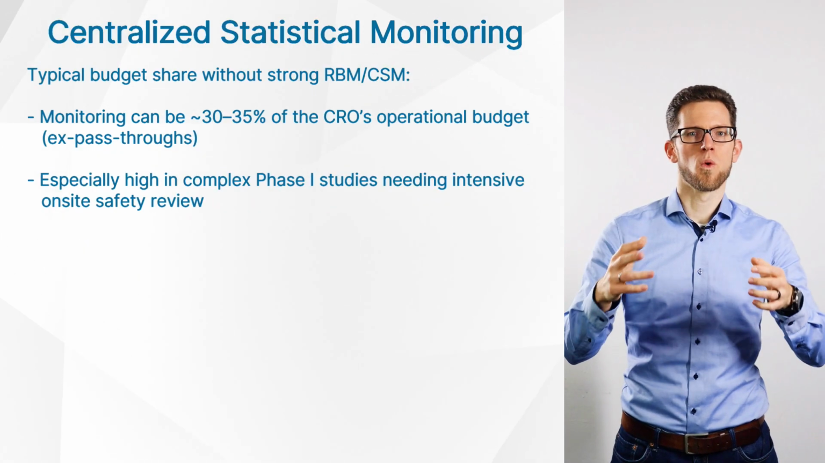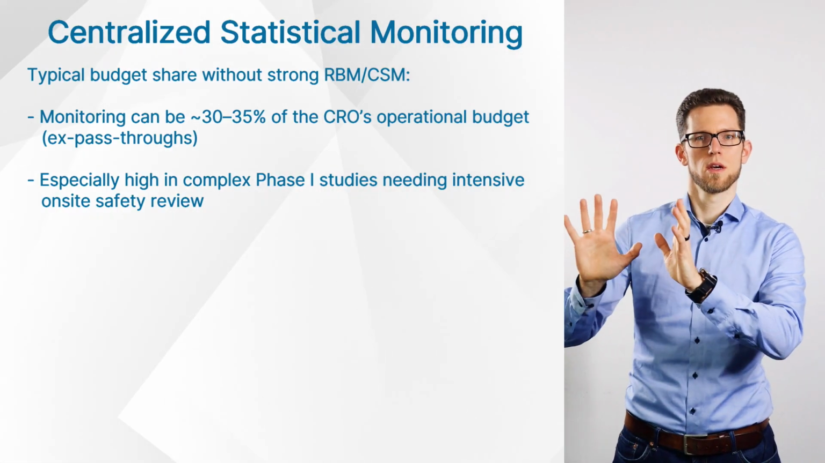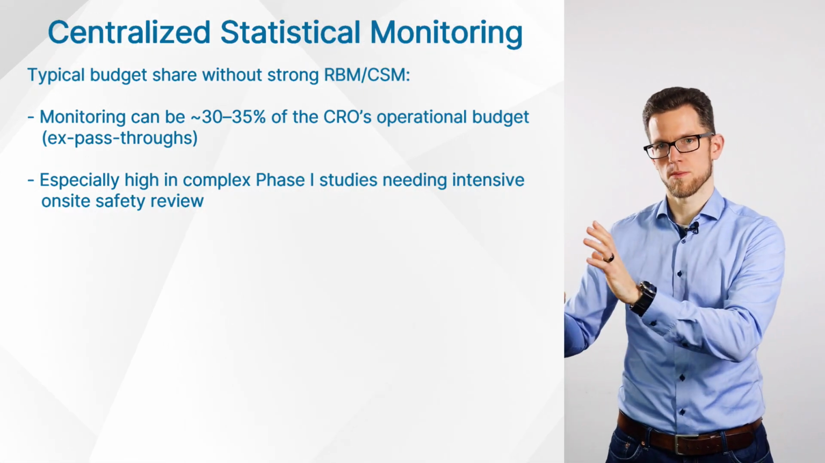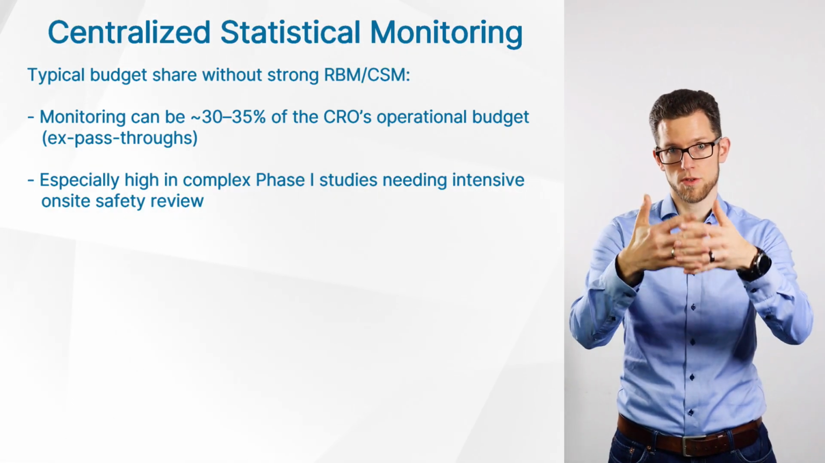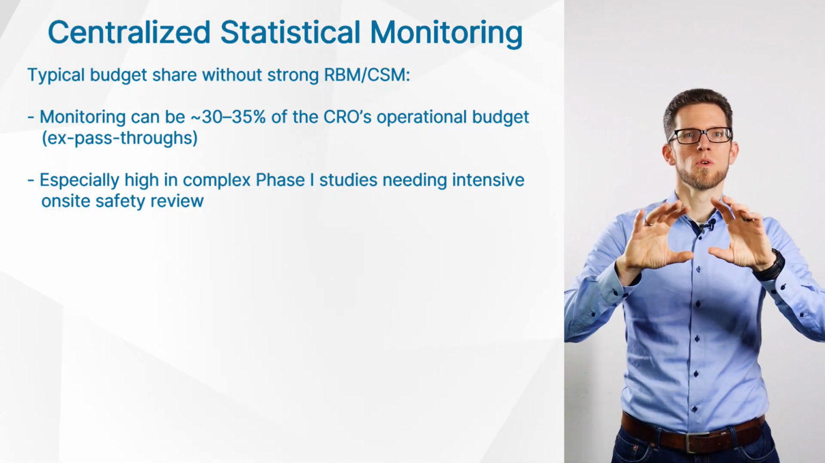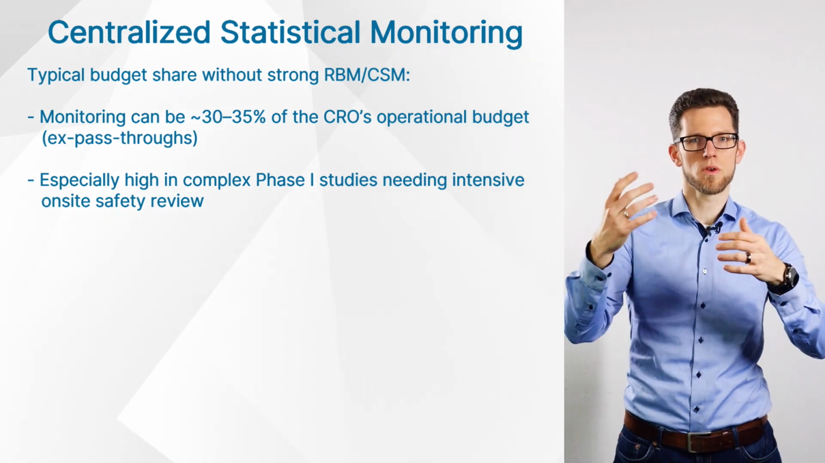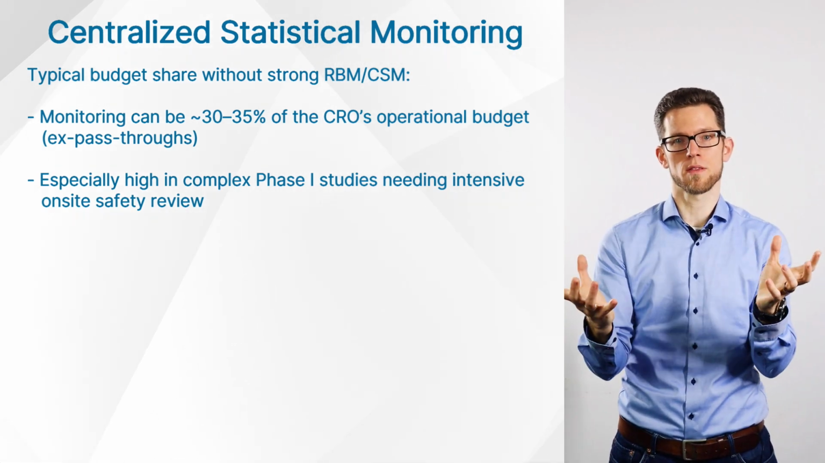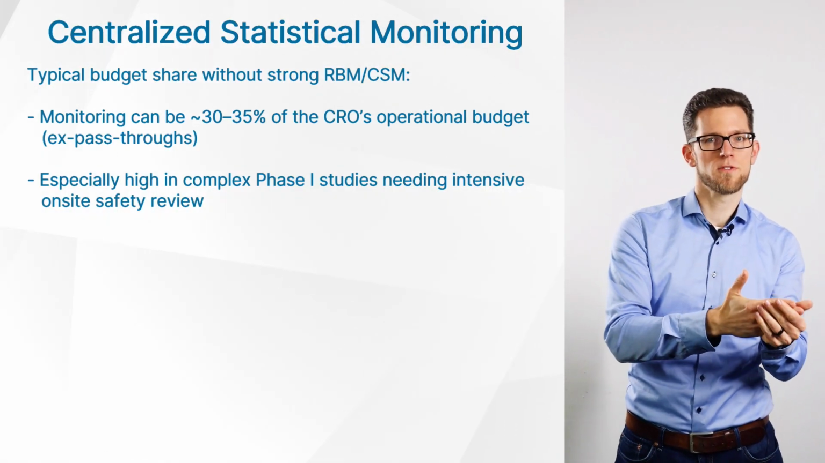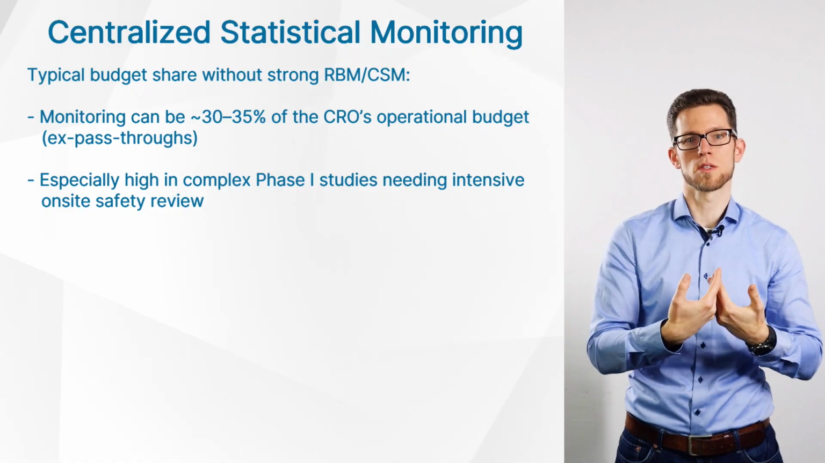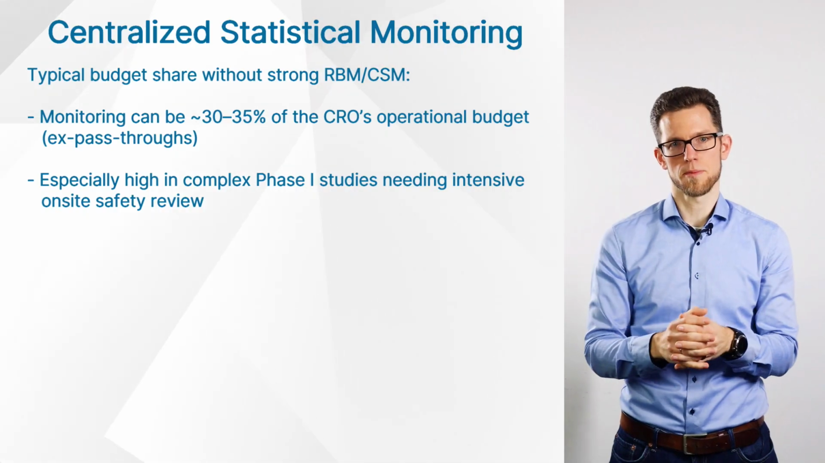It is not uncommon for the operational budget, that is excluding all of the pass-through costs like costs from study sites and costs from electronic systems, pass-through costs from the perspective of a contract research organization such as us, to be such that the monitoring proportion of that operational budget amounts to 30-35% of the total budget for running the trial from an operational perspective of a CRO, especially in complex early phase 1 trials where a lot of on-site monitoring is required and necessary to overview a lot of safety data very closely.